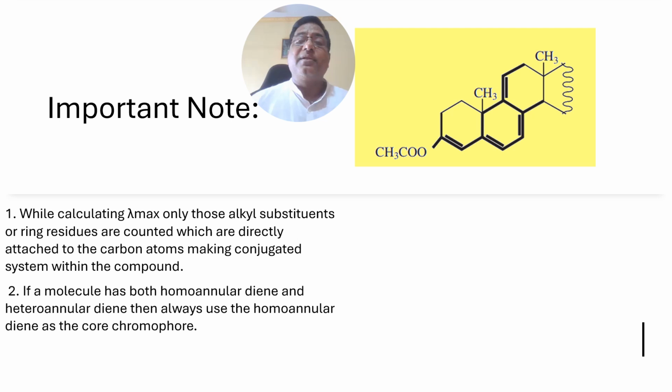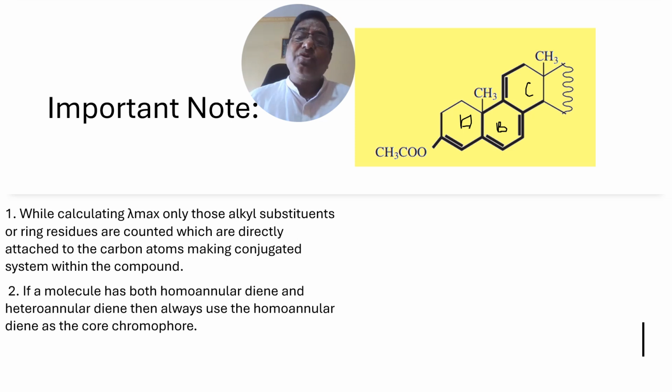Here is an example. Now you can look at here. There are two different rings present here. Suppose I label this ring A, this ring B, and this ring C. Now you see in the rings A and B, there is a heteroannular, and again in B and C there is a homoannular. So which one is considered? As the rule says, you consider homoannular. So the base value should be 253. That we have to write it.